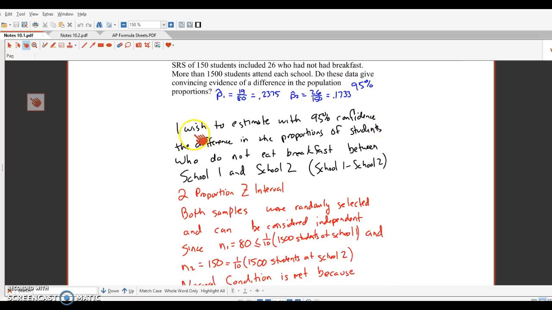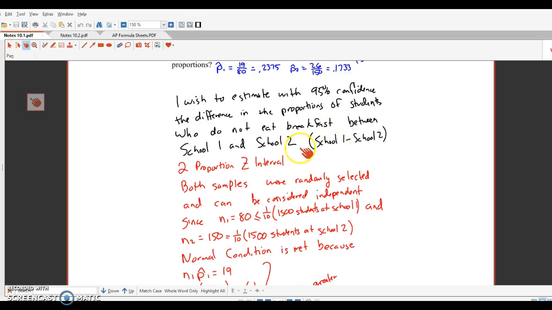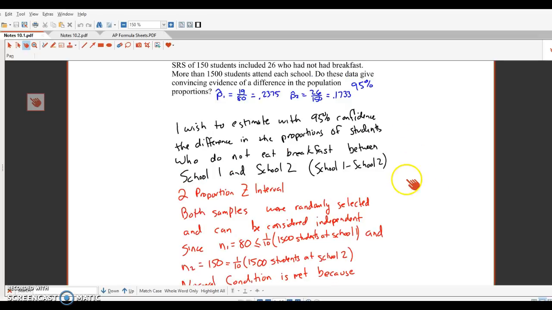So I wish to estimate with 95% confidence the difference in the proportion of students who do not eat breakfast between school 1 and school 2. And I need to specify which way I'm subtracting. Notice I did go ahead and calculate my P1 and P2 up at the very beginning. It's not necessary to do here, but like I said previously, I do like positive numbers when I'm subtracting. So since I'm going to subtract, I would rather subtract the larger one minus the smaller one, so I figure that out early on.